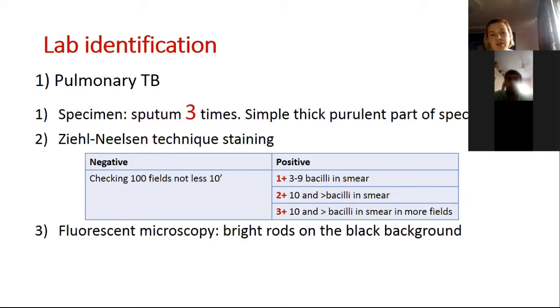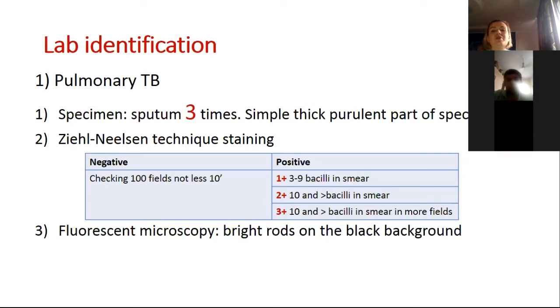First, the specimen is sputum, because tuberculosis affects the lungs. You should take sputum from the patient 3 times, minimum 3 times. If you have doubtful results, you should repeat it, because from the 3 samples of sputum, minimum 2 should be positive. If you have 1 positive result, you should repeat this test again.